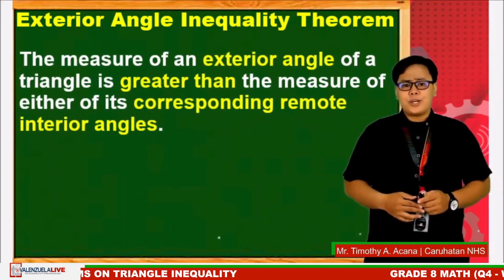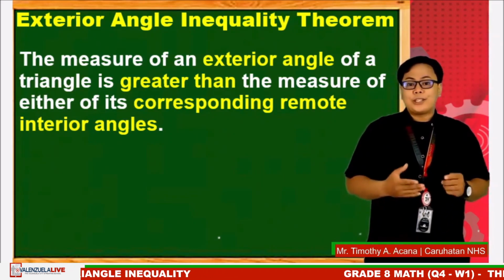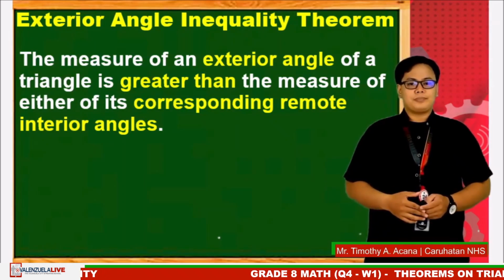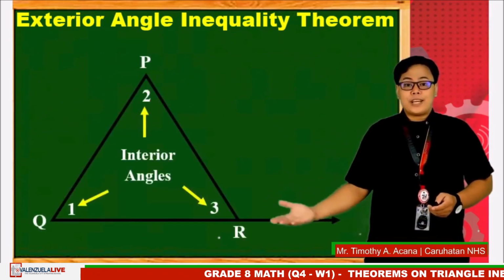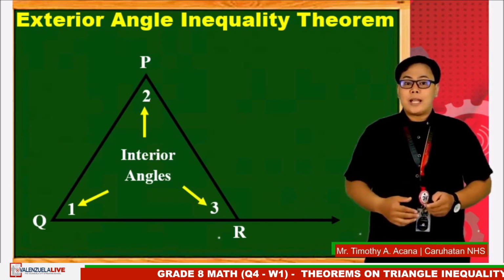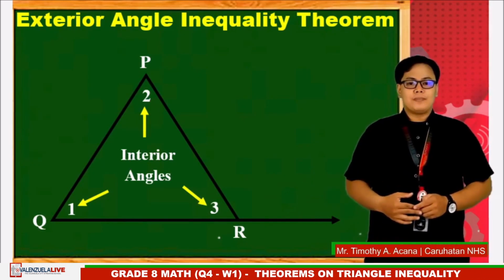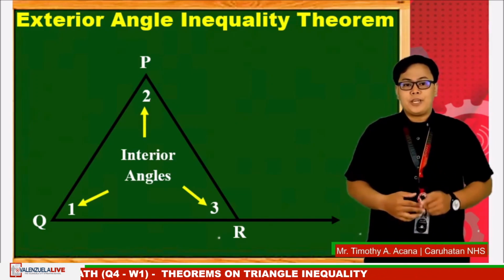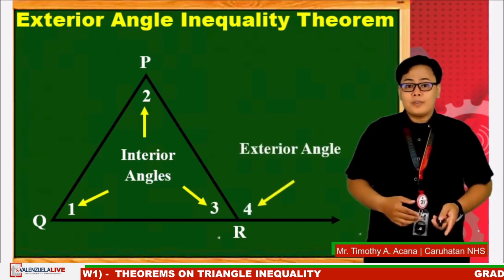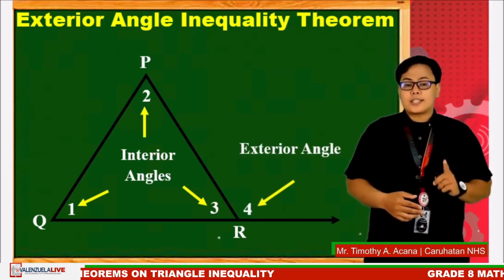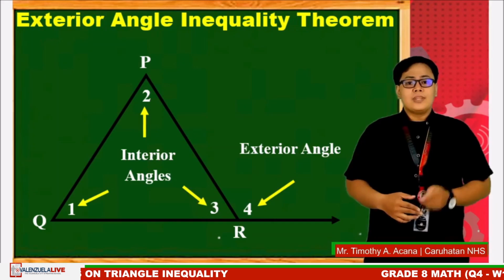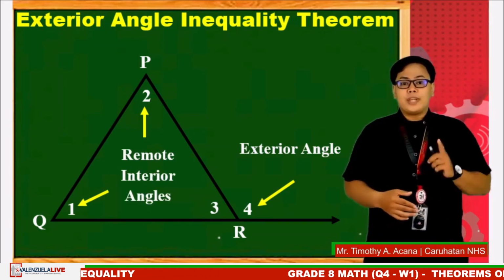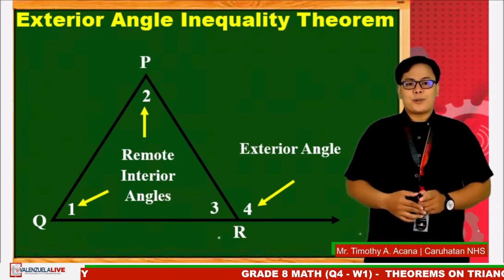The measure of an exterior angle of a triangle is greater than the measure of either of its corresponding remote interior angles. In this given example, we have triangle PQR and angles 1, 2, 3. Angles 1, 2, 3 are called interior angles of triangle PQR. And angle 4, with respect to angle 3, is called the exterior angle. Angle 1 and angle 2, on the other hand, are also called the remote interior angles of angle 4.